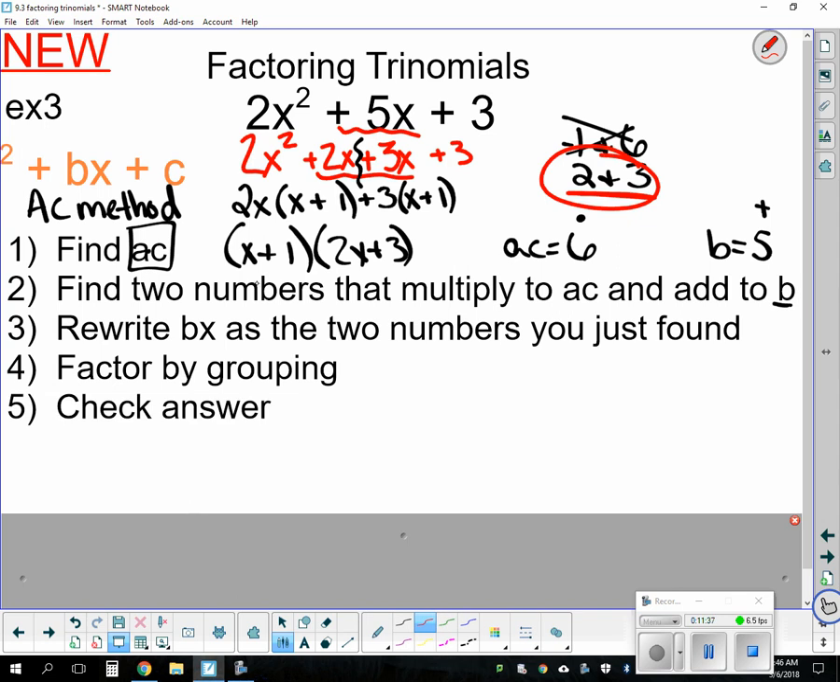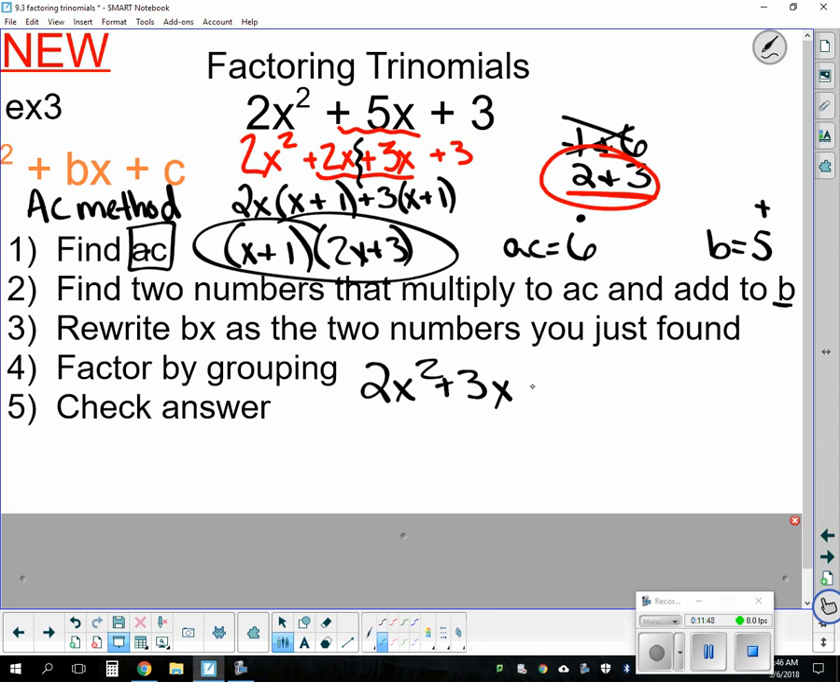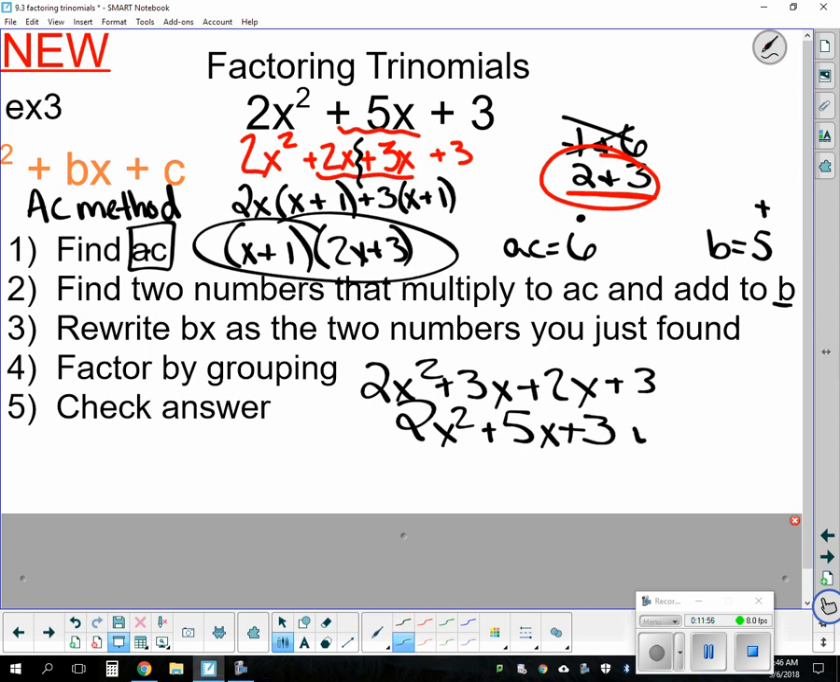And all that's left to do then is check your answer. How do you check your answer? You multiply it all out. 2x times x, 2x squared. X times 3, 3x. 1 times 2x, 2x. And 1 times 3 is 3. And if you combine those middle like terms, you get a 5x, which sure enough, is what we started with. Our answer checks. Pretty neat, right? Hopefully you think it is.